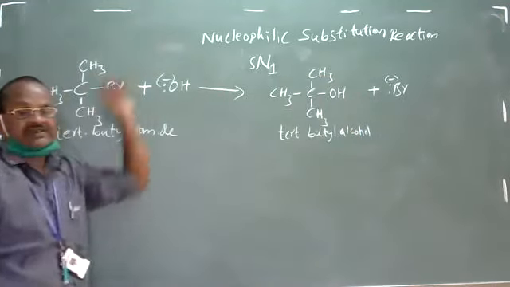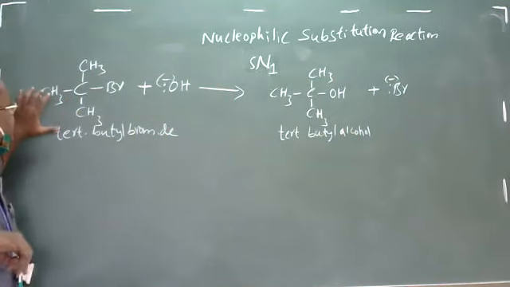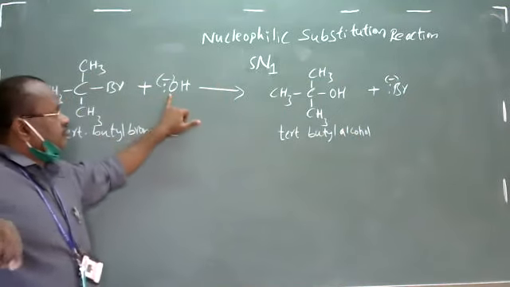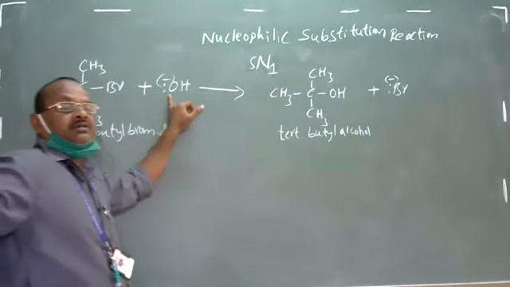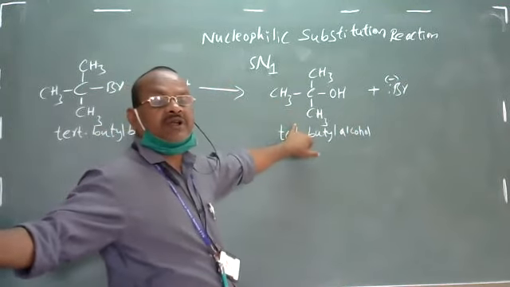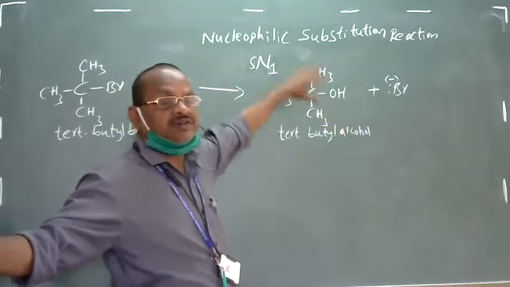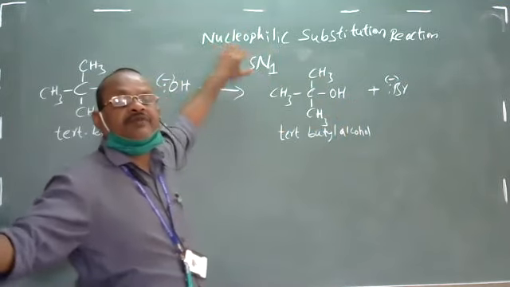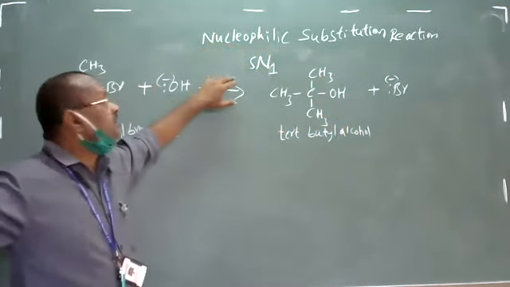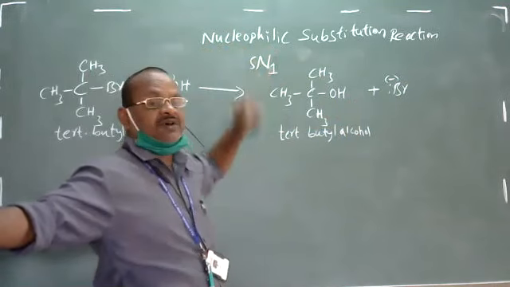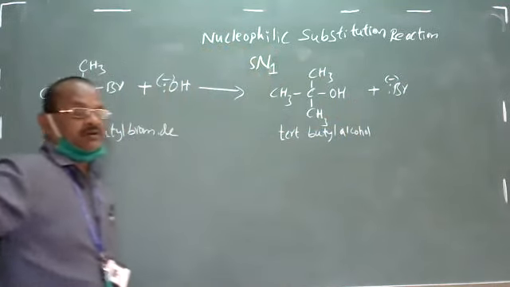This reaction is known as SN1 reaction, where the tertiary butyl bromide reacts with a nucleophile to form tertiary butyl alcohol and a bromide ion. This reaction is known as nucleophilic substitution monomolecular reaction, which is denoted by SN1 reaction.